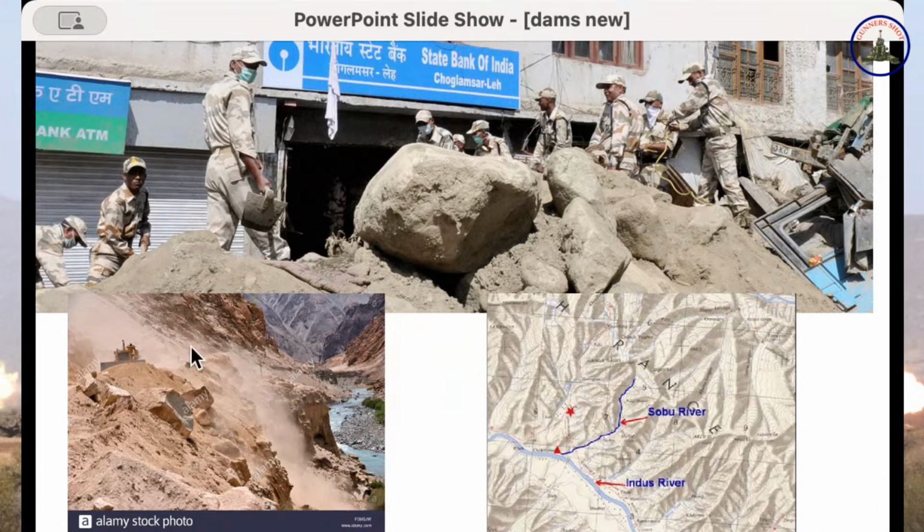This water just came off. One cloud burst, the mountain collapsed. It happened here, and it came down and hit Choglamsar badly. A lot of people died. That is a danger for me.